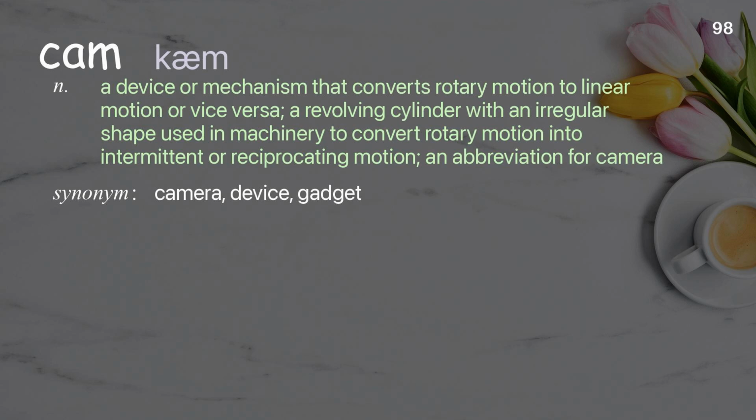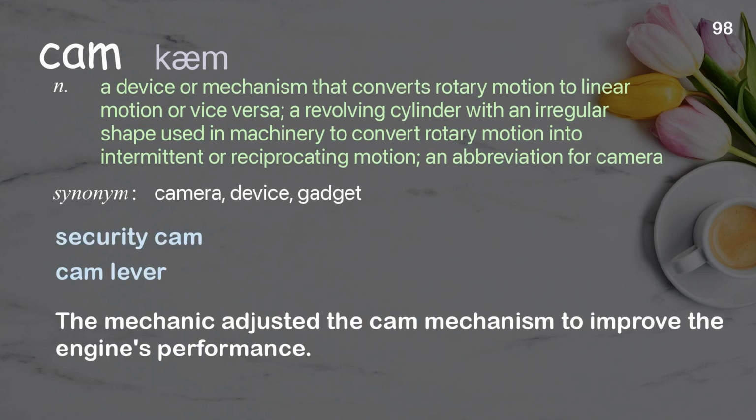Cam. A device or mechanism that converts rotary motion to linear motion or vice versa. A revolving cylinder with an irregular shape used in machinery to convert rotary motion into intermittent or reciprocating motion. An abbreviation for camera. Examples: security cam, cam lever. The mechanic adjusted the cam mechanism to improve the engine's performance.